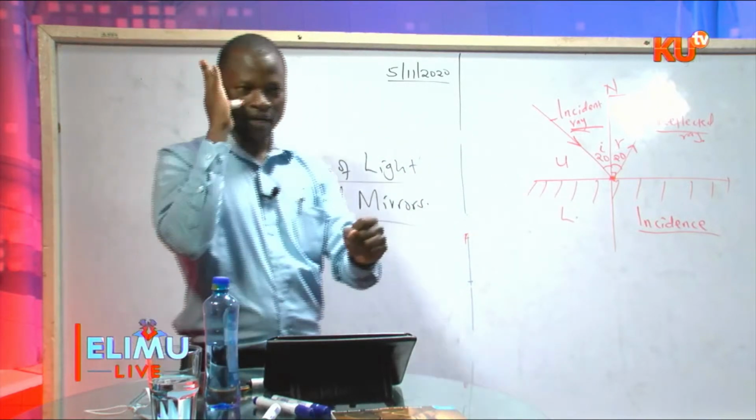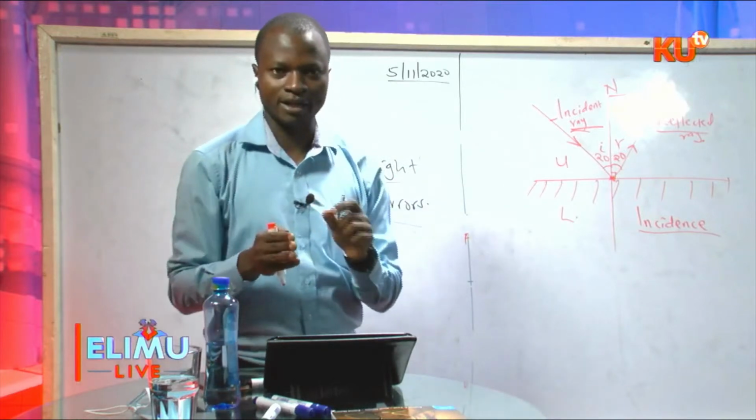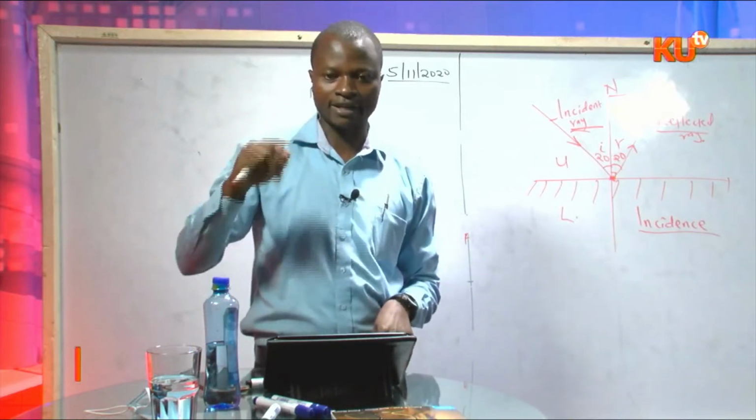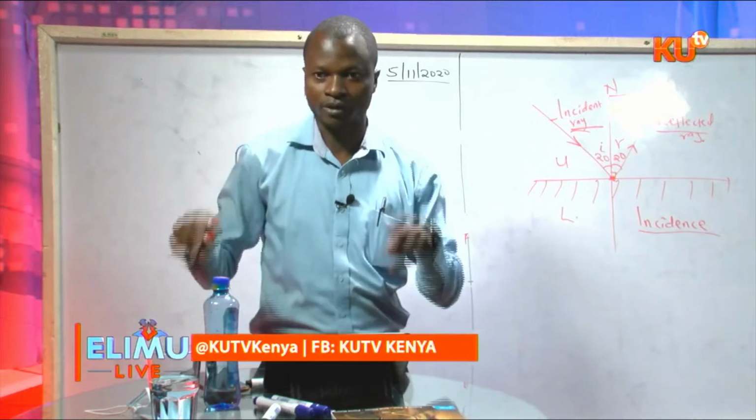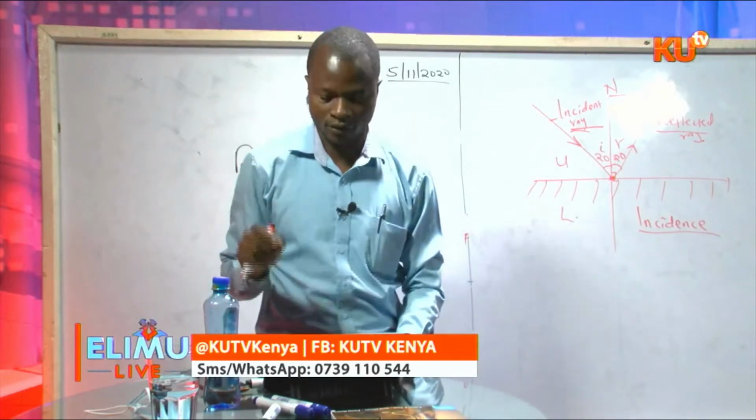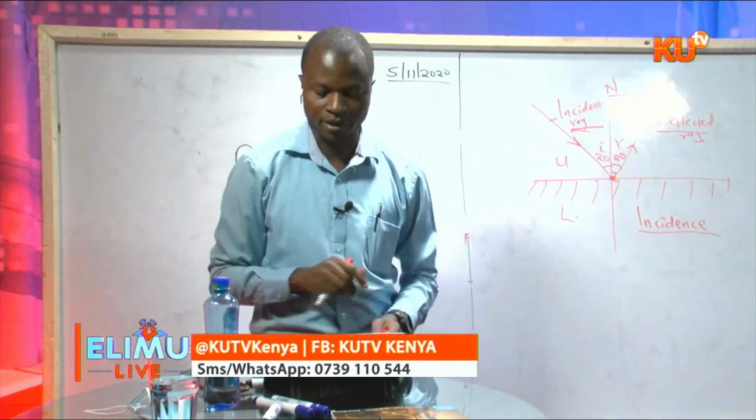So a ray of light striking a mirror at an angle will be reflected through the same angle from the surface of the curved mirror.